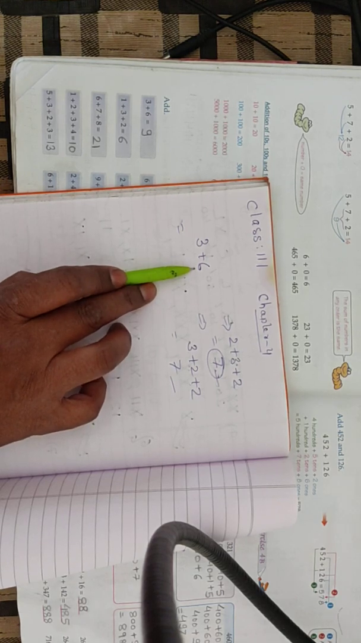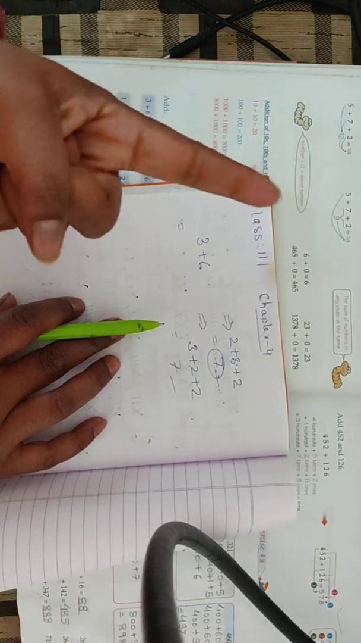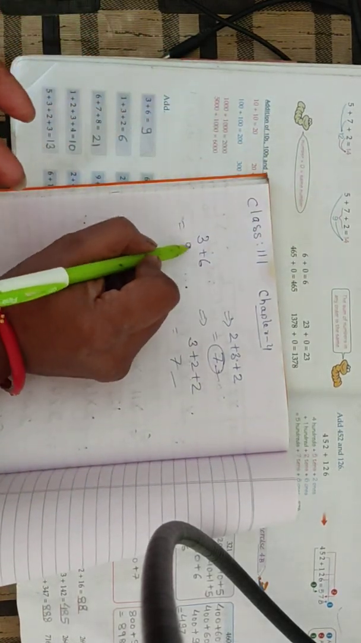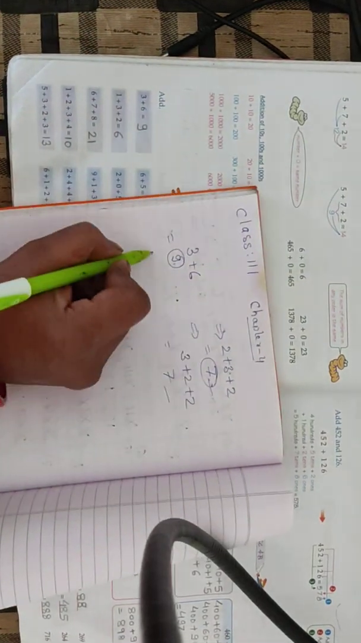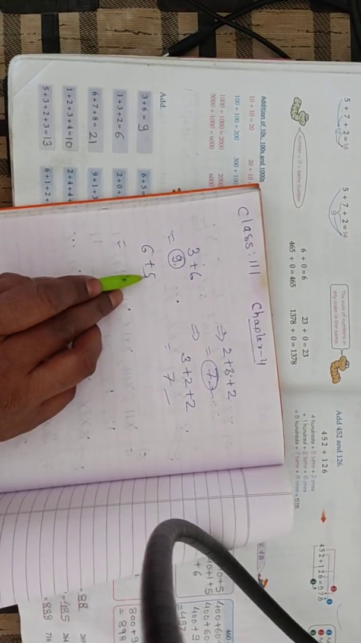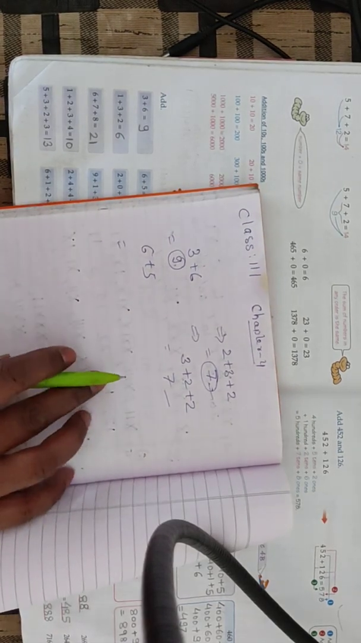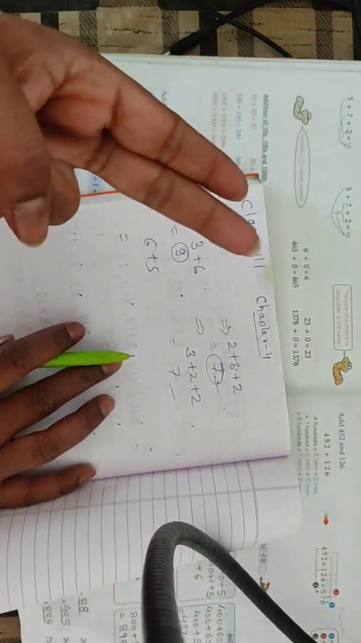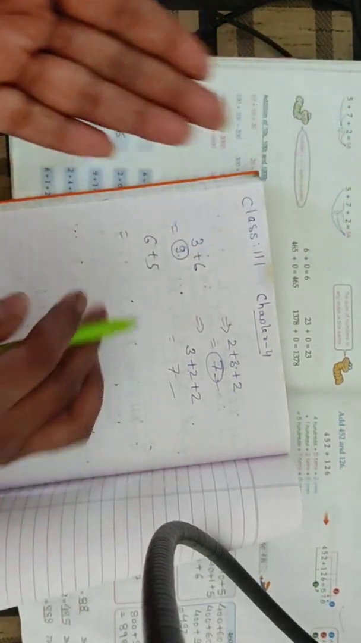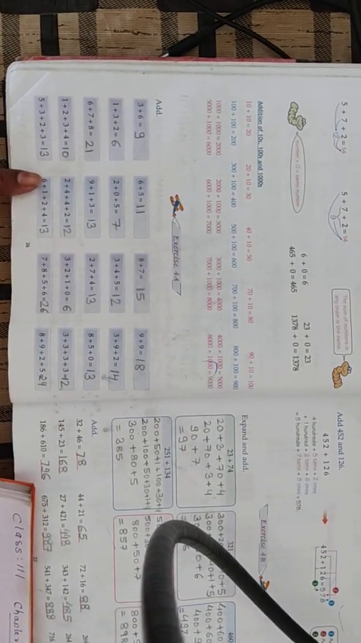Now start counting forward from 6 and add 3: 6, 7, 8, 9. So the answer is 9. 6 plus 5. Again 6 is the big number, so add the small number to the 6 and count forward from 6: 6, 7, 8, 9, 10, 11. So your answer is 11. In this way, it is given addition of single digit numbers.